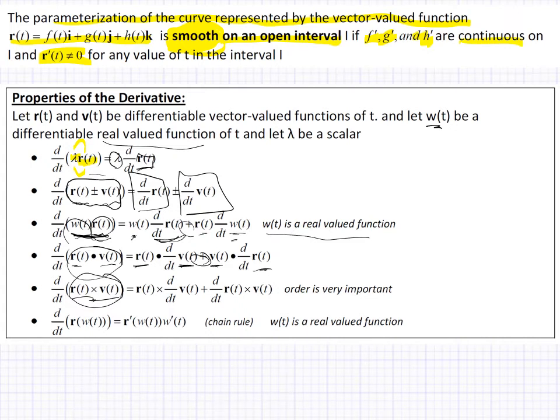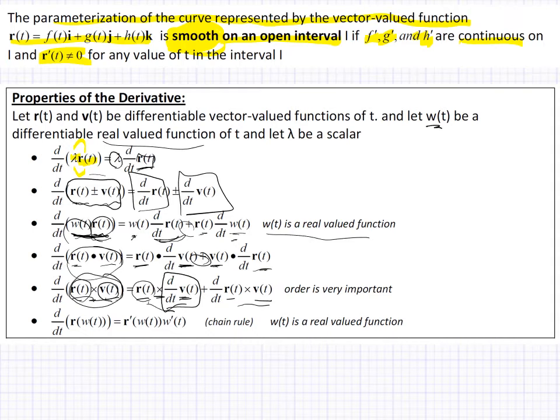And then I could take the derivative, or again, I could do this. Now, this is the only one where order is really important because the cross product is not a commutative operation. So if r was in the front spot of the cross product and v was in the second register, that has to remain in this form here. So here I'm going to take the derivative of v of t, and I'm going to cross it with r of t, but I have to keep the order preserved.